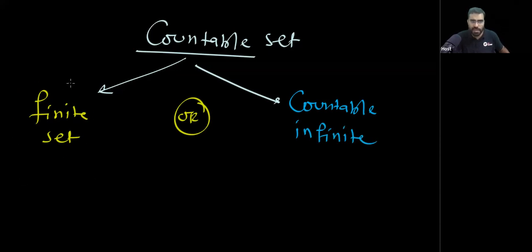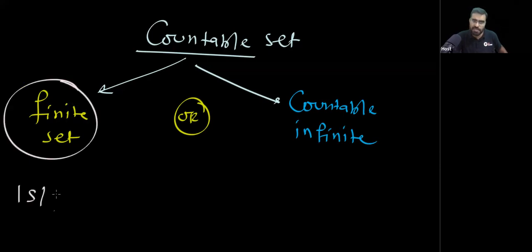If you have a finite set S, then can I say its cardinality is less than the cardinality of the set of natural numbers? If you have a finite set, can I say the cardinality of set S is less than the cardinality of set N?